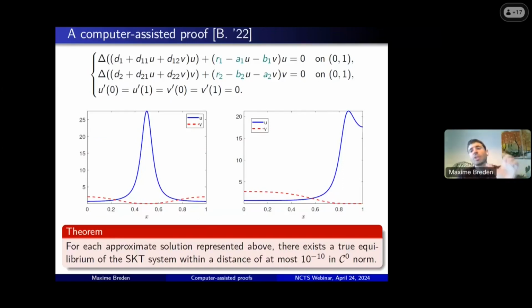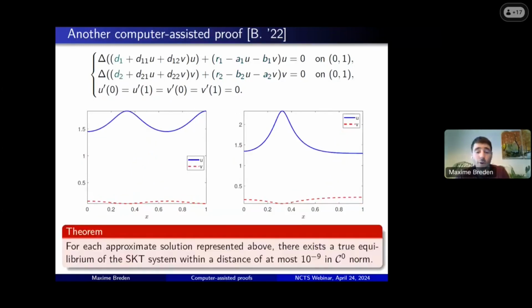So C0 is not actually the space we use for the proof, but the norm we use is stronger, and it's easier for me to state the result that way. Okay. And if I can do this for this one, I can do it for the other one. It's the same. I get similar results.